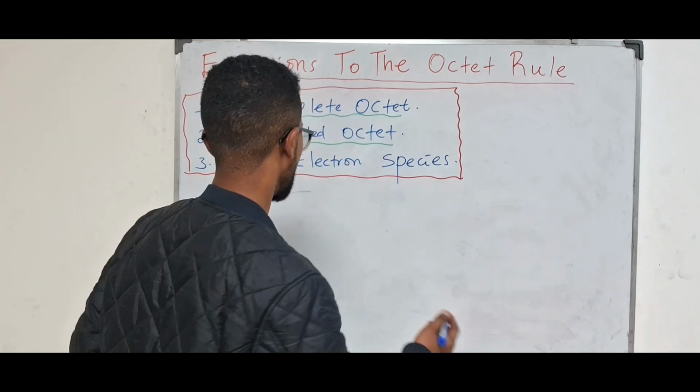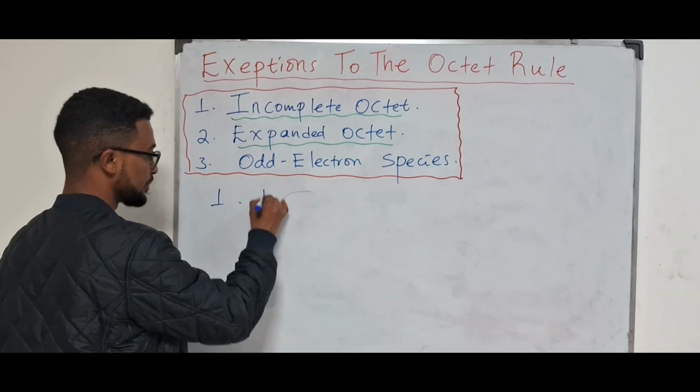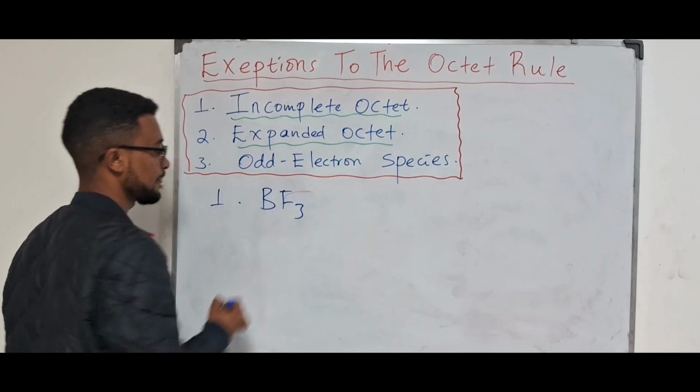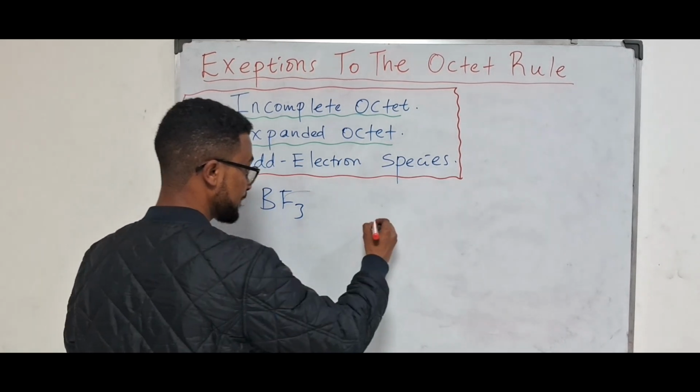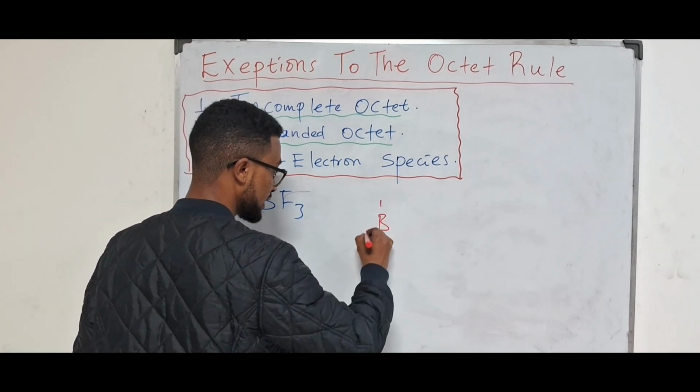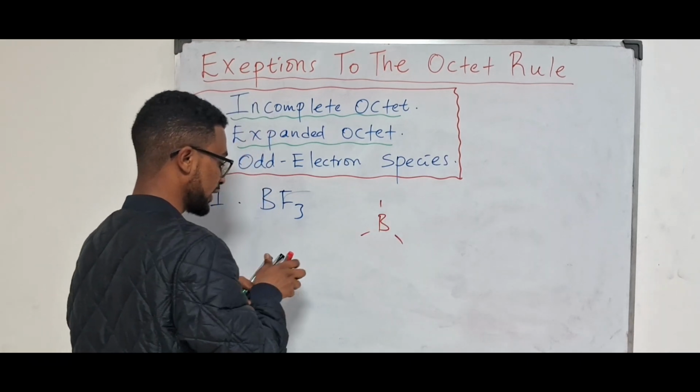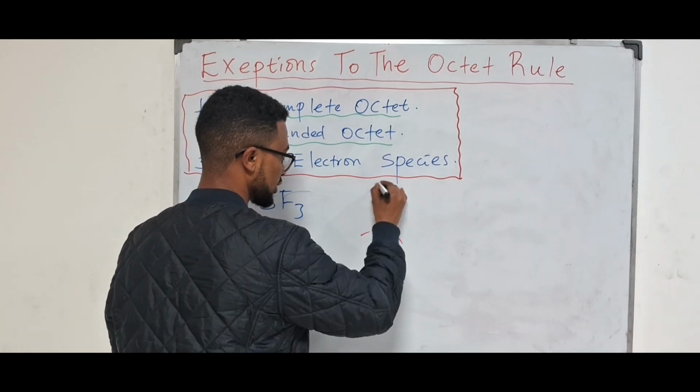Let's look at an example. The first example will be BF3. So in boron trifluoride, let's draw the Lewis structure of BF3. We have boron in the center and 3 fluorine atoms surrounding it. So this is boron trifluoride.